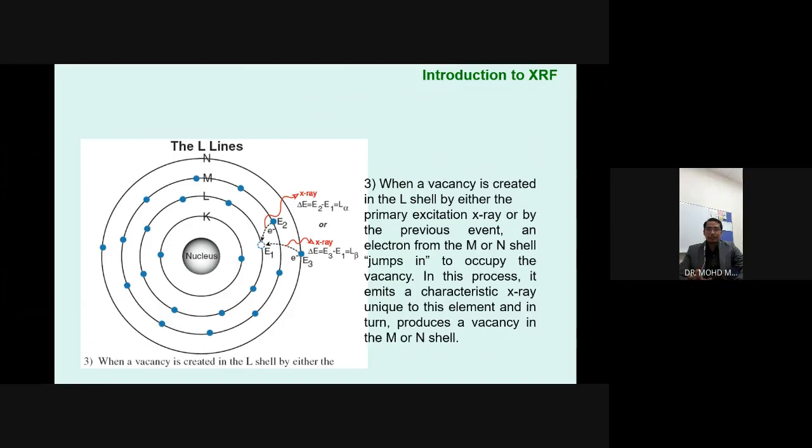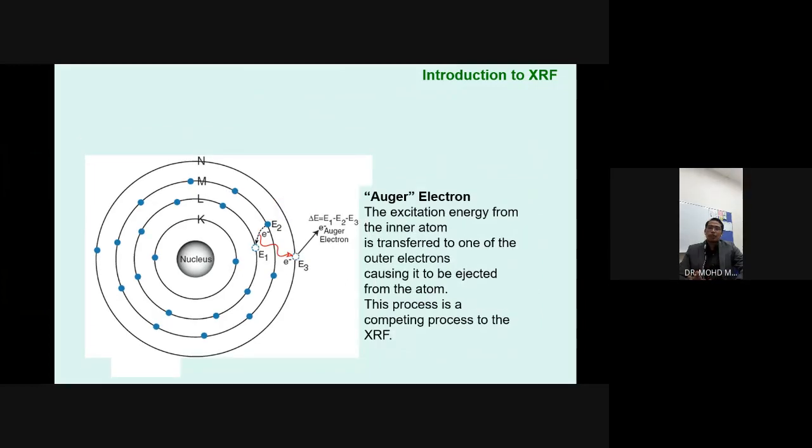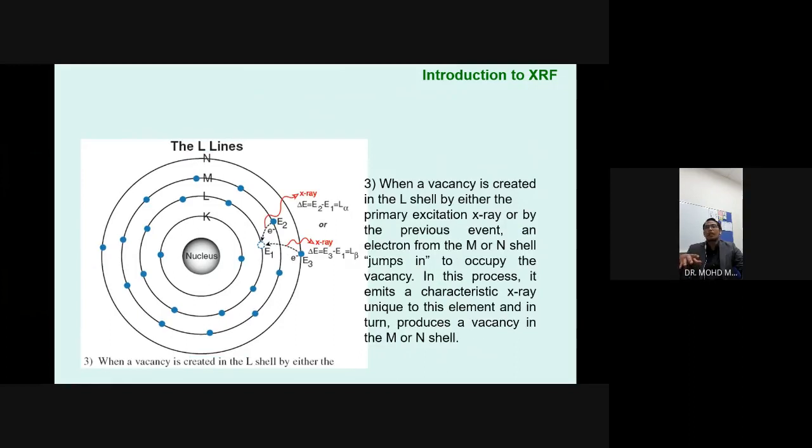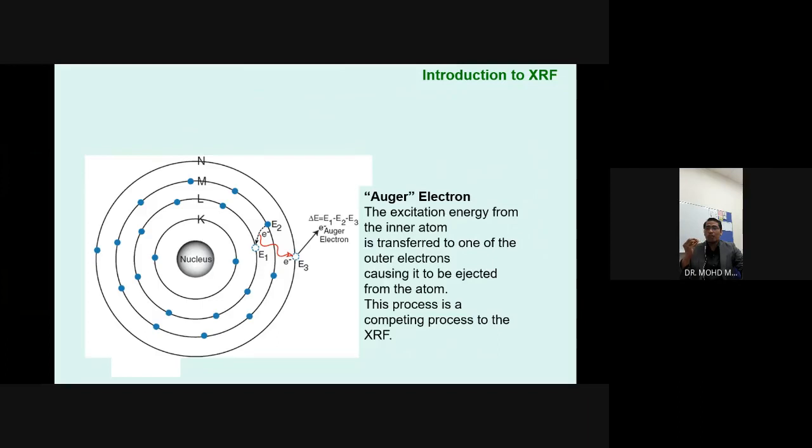So those are the previous occurrences, or what we call events, that can emit the X-ray. Now we are talking about what can also happen when we have those transitions.